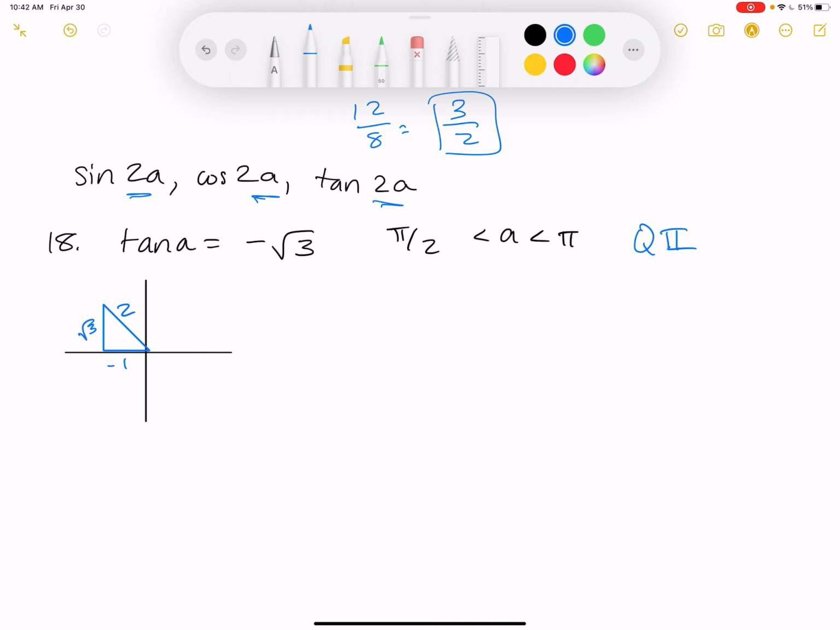Yeah. And it's negative, but it's in quadrant 2, so it's not possible for my y value to be negative. That was a good hypothesis. That was a good idea.